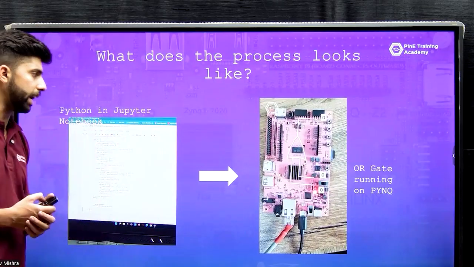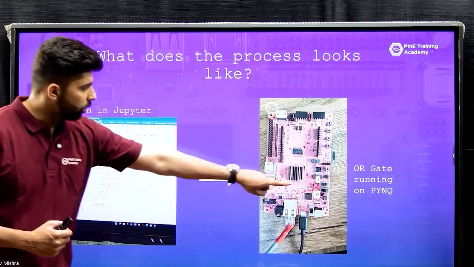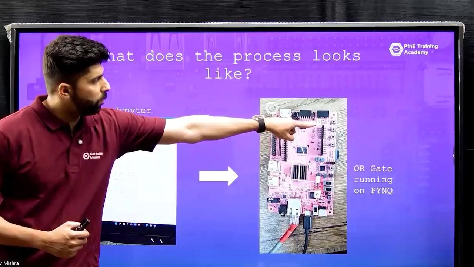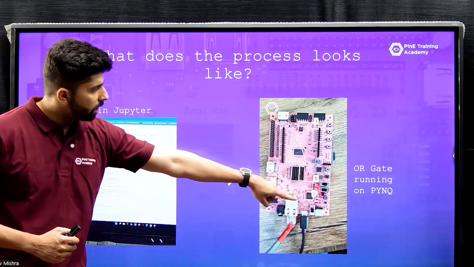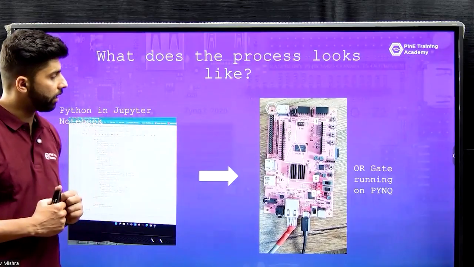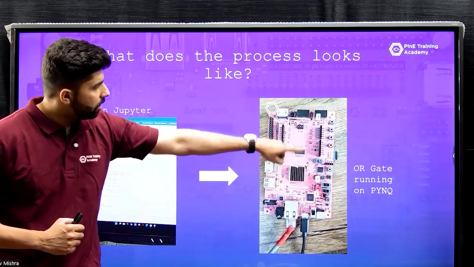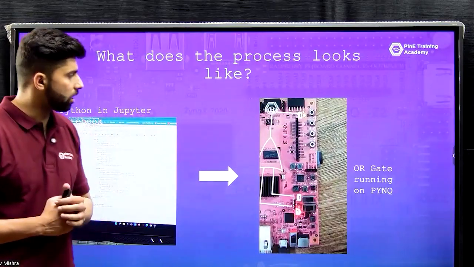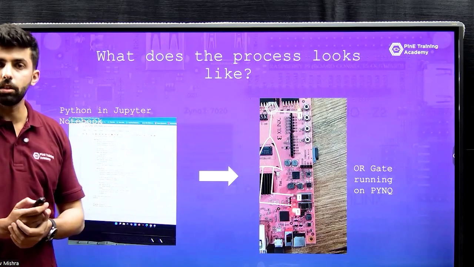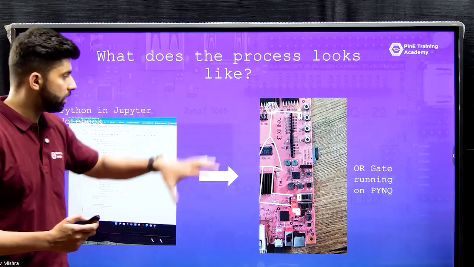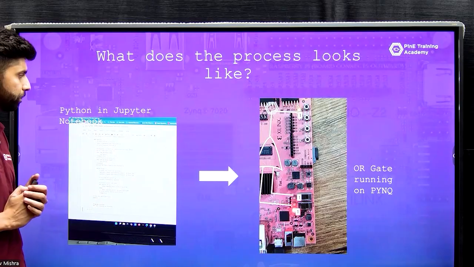So this is your OR gate. Currently the input is 0, 0, so the output is 0. Now one of the inputs is 1, the output became 1, so the LED is glowing. Now again the other input is 1, so the output is 1, LED is glowing. Now both the inputs are 1, so the output is 1 and the LED is glowing. So this is how an OR gate is implemented on this board, and this can be done with the help of a simple Python code. Okay.